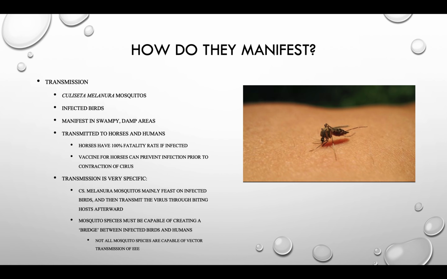Transmission is extremely specific. There's only one type of mosquito, as seen below, that mainly feasts on the infected birds. Then that virus has to live in the mosquito and transmit to another human or another host, such as a horse. So the mosquito must be capable of creating a bridge between the infected birds and the humans or other animals. Not all mosquitoes are capable of this, but when you're bitten, you don't really know what species it is, so it's best to leave all mosquitoes alone and make sure that they leave you alone.